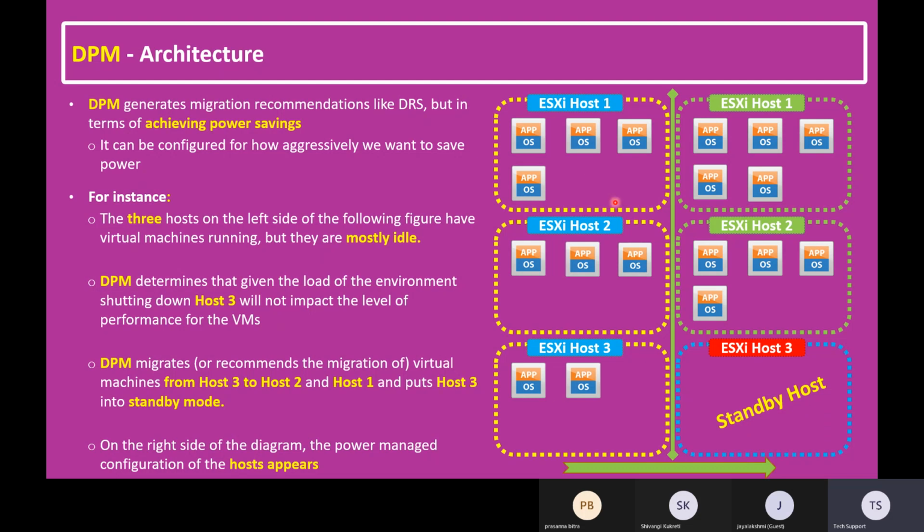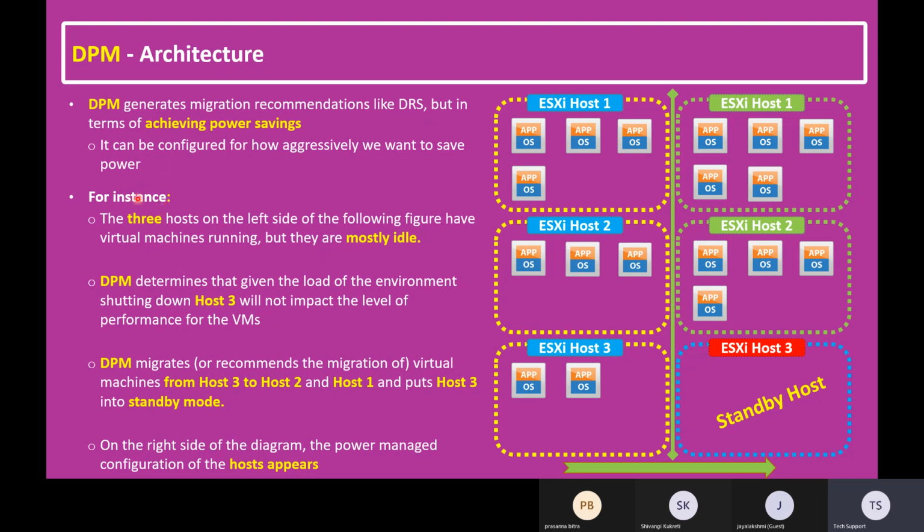Okay, so if you see the left side architecture, it is completely imbalanced. The resource migration is taken care of by DRS. To shut down your unnecessary ESXi host is taken care of by DPM. So DPM means Distributed Power Management. The same concept I explained in the description. See, DPM generates migration recommendations like DRS, but in terms of achieving power savings. If you want to save power on underutilized hosts, you can enable the DPM feature. So it can be configured for how aggressively we want to save the power.